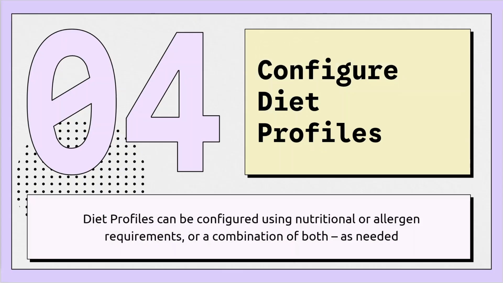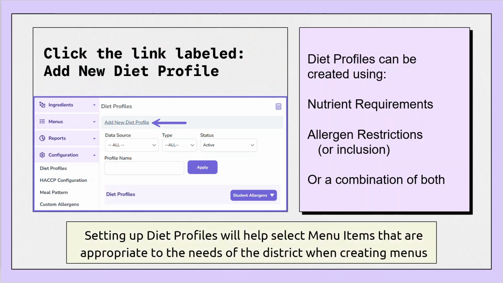Based on the needs in your district, diet profiles can be configured using nutritional requirements, allergen requirements, or a combination of both as needed. To create a diet profile, click the link labeled Add New Diet Profile. You'll be able to name the diet profile, select the type of need, and nutrients and allergens as needed.